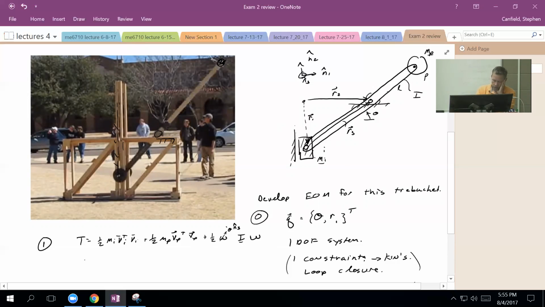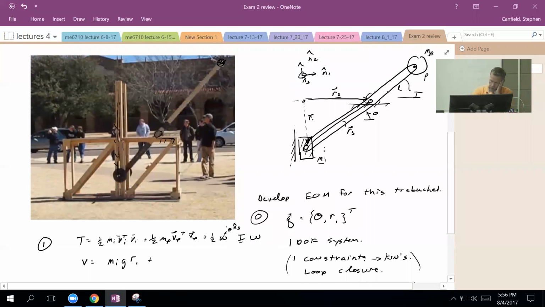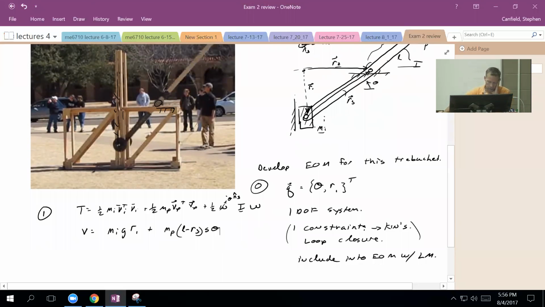So that's my kinetic energy. My potential energy V is going to be from some reference. I'll have to decide where that reference is. Maybe it's here. It looks like it's going to be m_p g R1 plus this length up here, which looks like it's going to be L minus R3 times the sine of that angle theta.